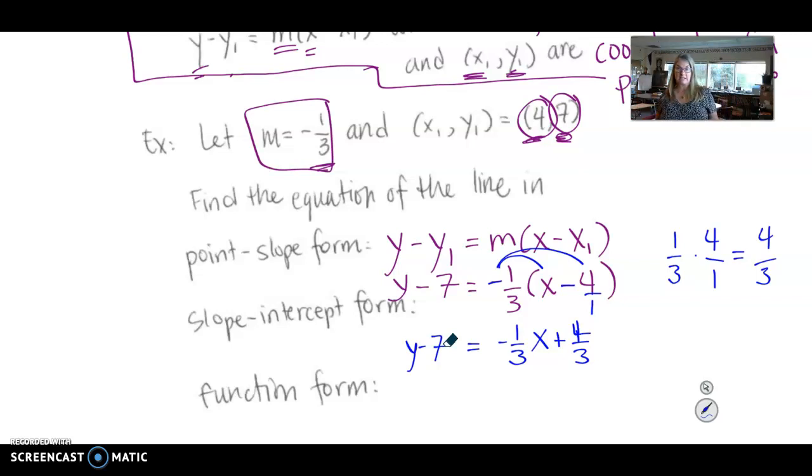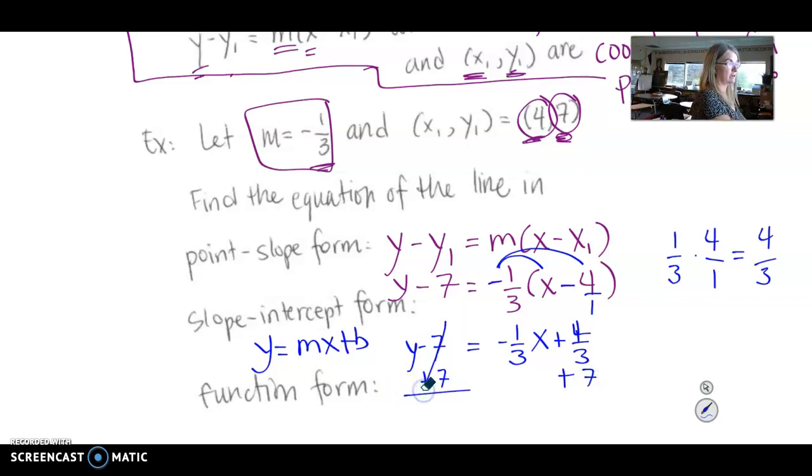Now we don't have it in slope-intercept form, because remember slope-intercept form is y equals mx plus b, where you have y on one side by itself. So I need to get rid of this minus 7, so I'm going to add 7. And I'm going to add 7 to the 4/3 because those are like terms. This is gone, and you have negative 1/3 x, and then 4/3 plus 7, well, I'm going to figure out what that is off to the side here.